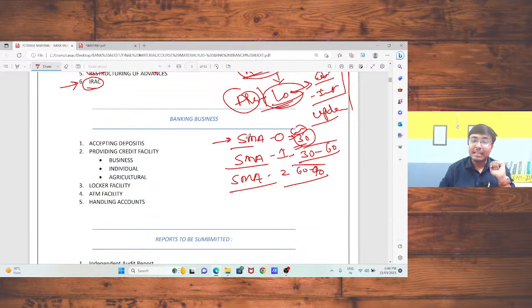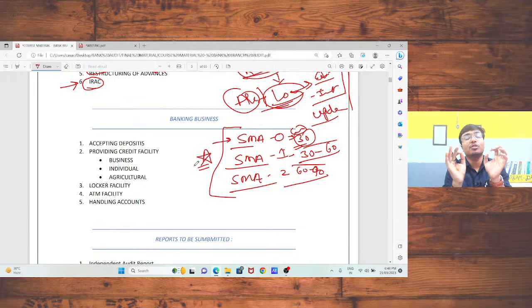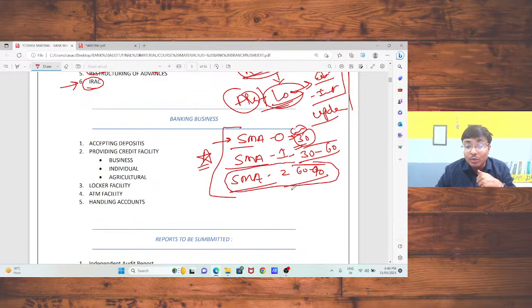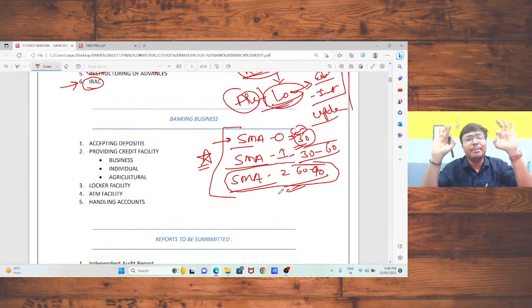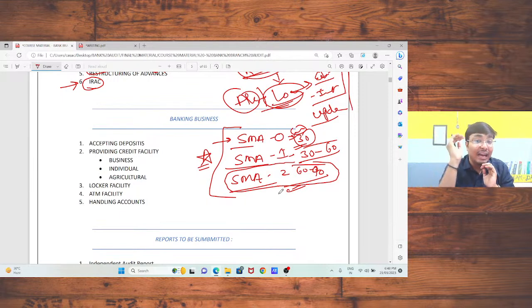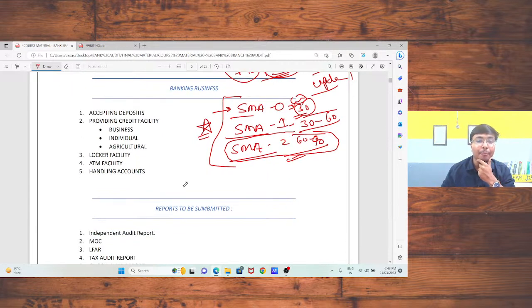Sir, is that okay? SMA 0, 1, 2, and we need to be very careful at the time of checking the accounts on SMA 0, 1, 2, because on that basis we can easily check the NPA, or the probable NPA, PNPA as it is called in easy language. Sir, if any advance is covered under SMA 2, that is 60 to 90 days, we should be very careful for that purpose, because there is the highest chance for probable NPA in case of SMA 2. Sir, how is it possible? We are going to discuss that now.